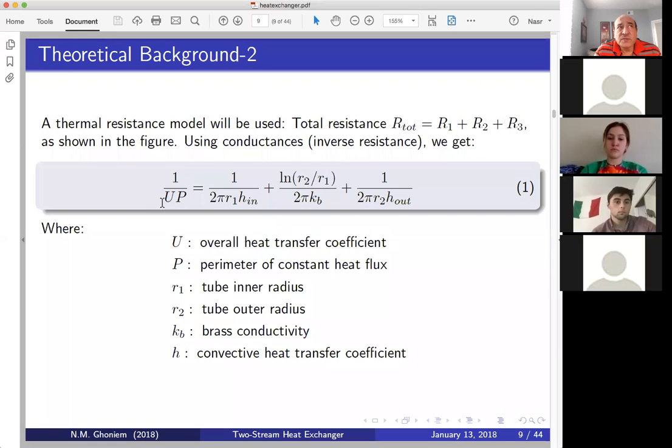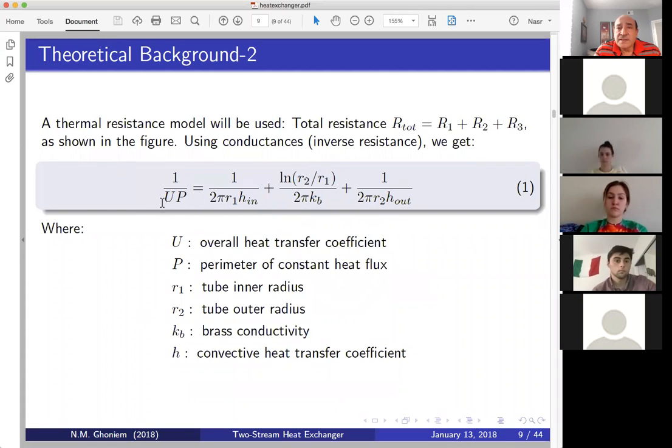So 1 over U is the overall conductance that we are trying to figure out, because that is going to be important in the NTU. U times P, where P is the perimeter, the inside perimeter where the heat is going. If we take unit axial length, then U times P is like the conductance times the area of the unit axial length. So 1 over this conductance is the resistance.